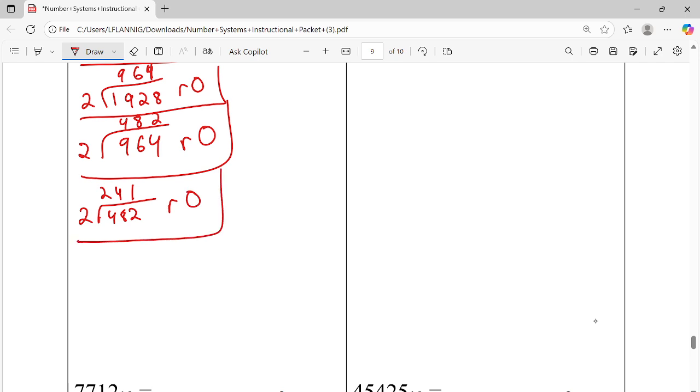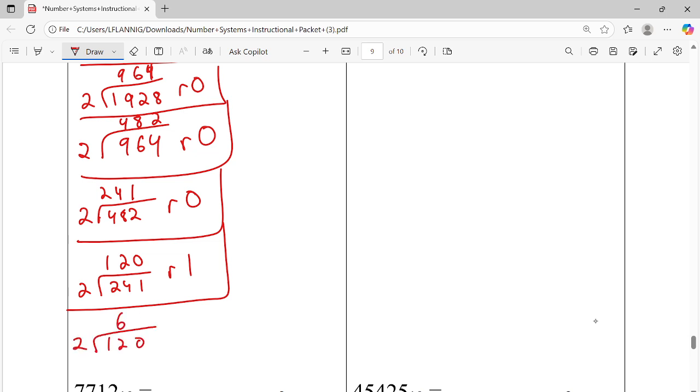Now we're going to get a remainder. So 241 divided by 2. We have 120 with a remainder of 1. Let's keep going. So 2 goes into 120 60 times with no remainder. Now I got to work my way up.